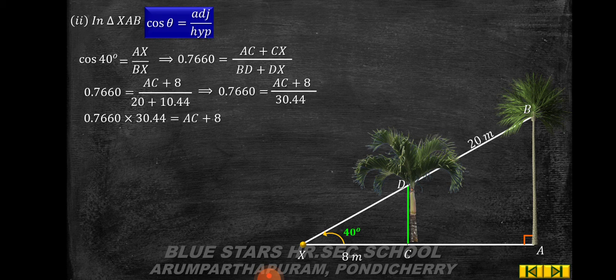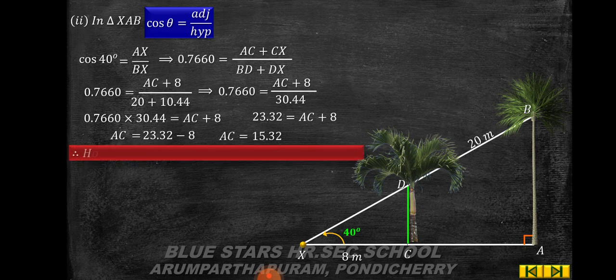0.7660 into 30.44 is equal to AC plus 8. So 23.32 is equal to AC plus 8. Therefore AC is equal to 23.32 minus 8. Therefore the value of AC is equal to 15.32. Therefore the horizontal distance between the two trees is equal to 15.32.